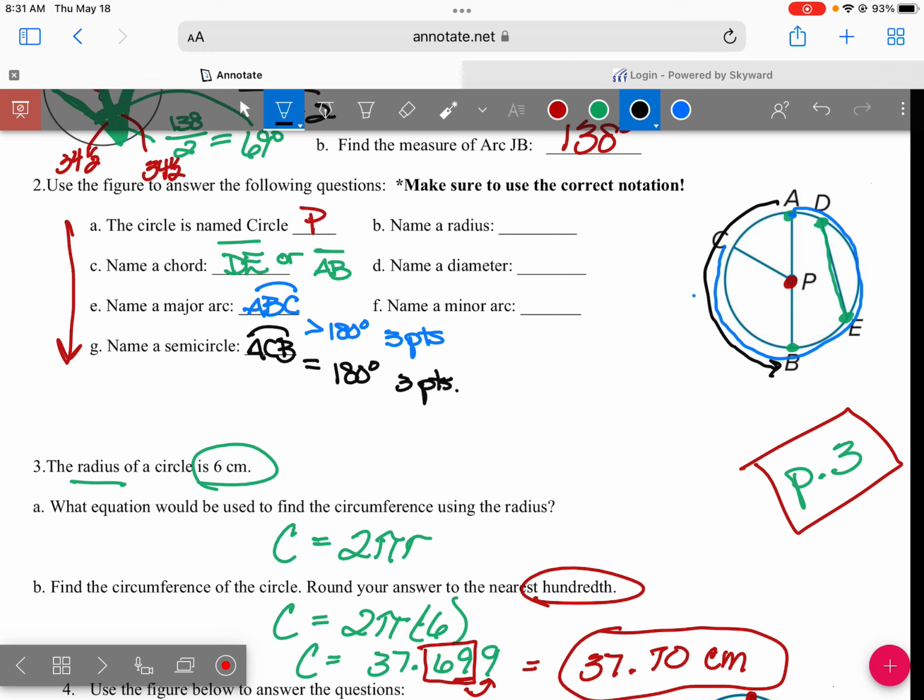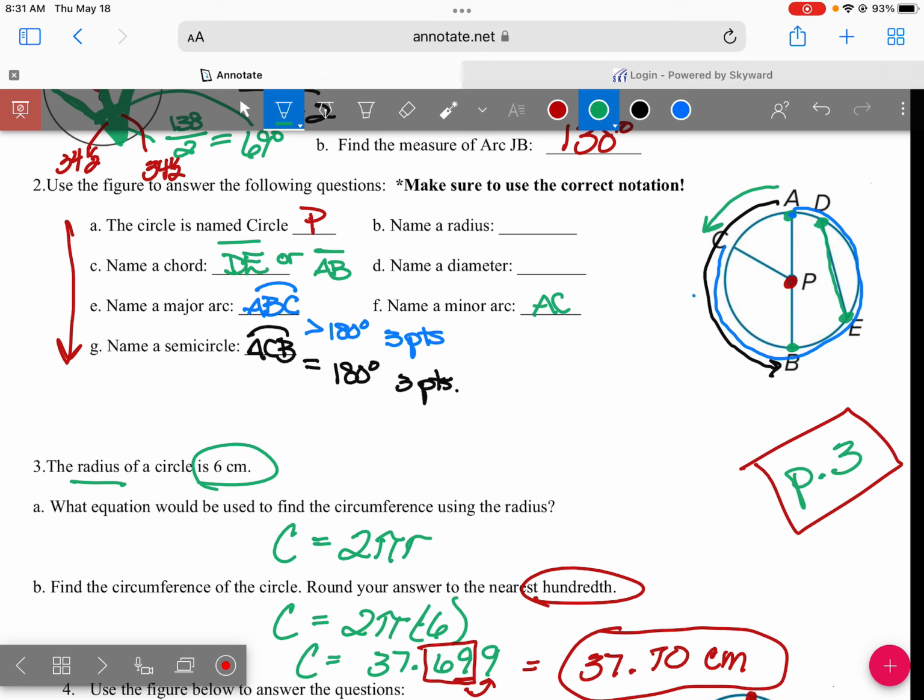Well, since we're talking about arcs, how about a minor arc? Minor arc. ADE? No. AB? No. CAD? No. Anyone? AC. Yes, AC. You only use 2 points.